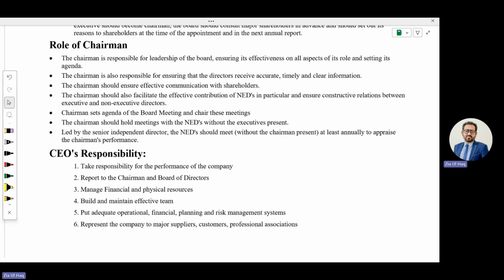To arrange induction training for newly appointed directors. To help the company in succession planning. These are the roles of nomination. What is the role of remuneration committee? To define a fair and balanced independent remuneration policy for the company and to assess performance-related pay of directors.